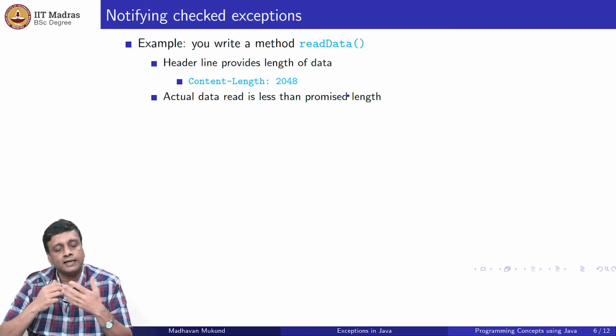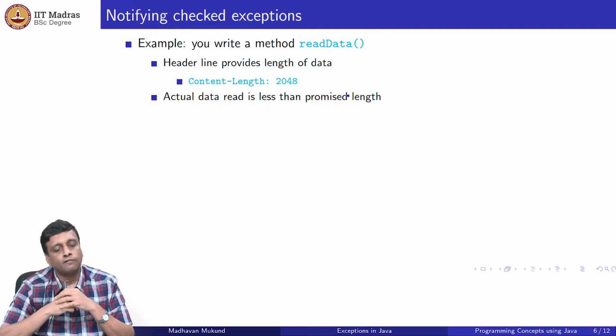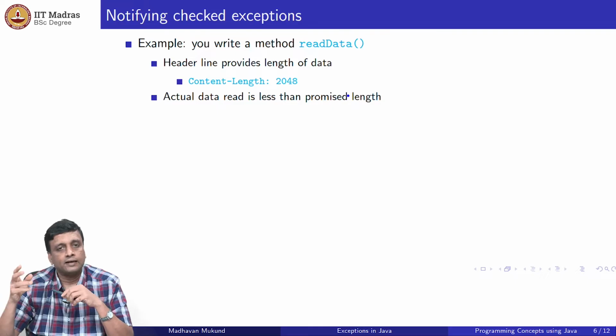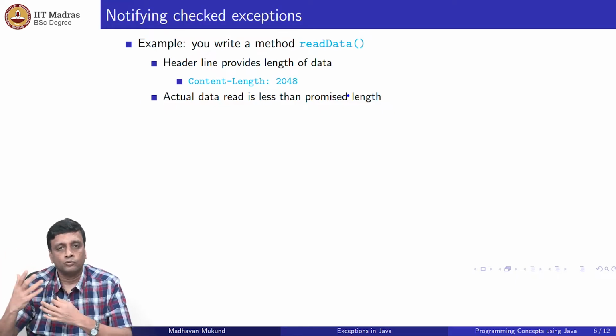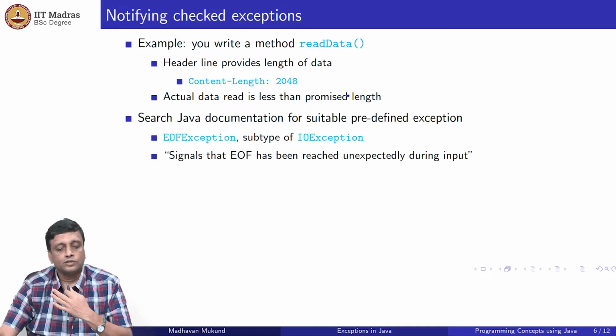So supposing the first line tells you that it should be 2048 bytes, right, and now you actually read the text and the file or the text ends before 2048 bytes. So you get less than the promised length. Now you could ignore this and go ahead, or you could say that there is a mismatch, right. There is something that was promised and something that you got which was not correct. So you want to do something about this, right. So now you want to throw an error.